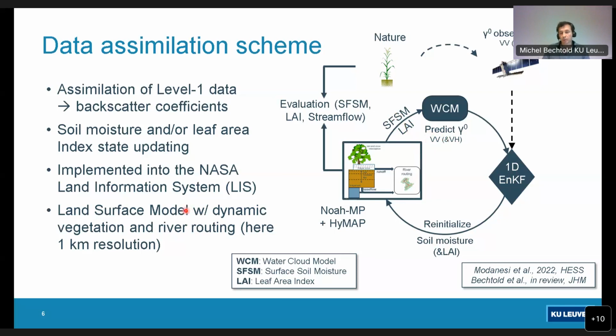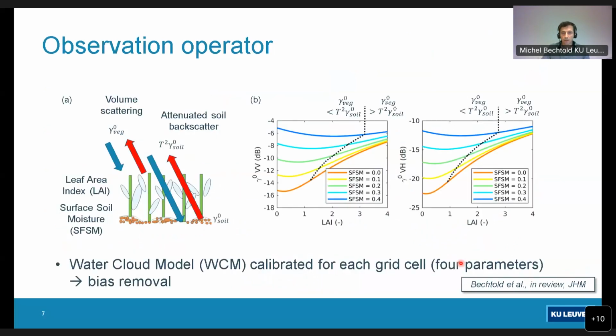What we used in our experiments is model and observations at 1 kilometer resolution. The first paper used that approach for irrigation detection and data assimilation over irrigation. And in the talk today, I'm going to show the impact on streamflow.